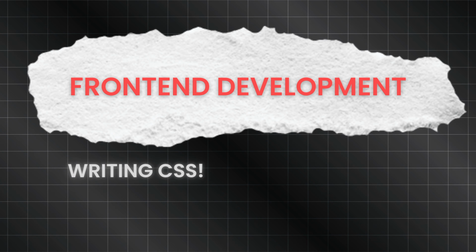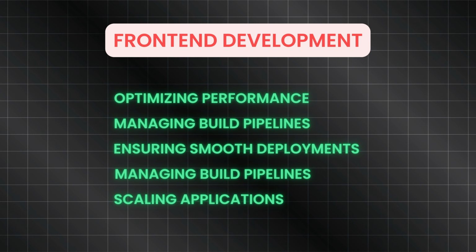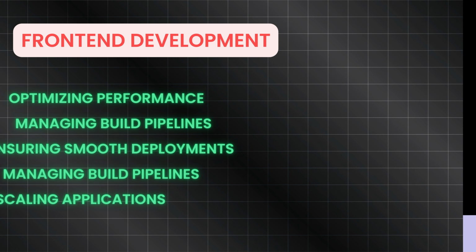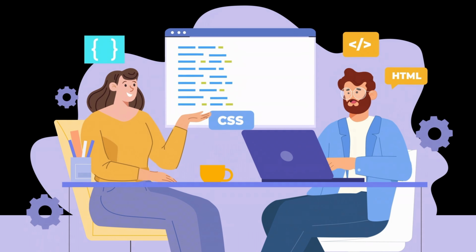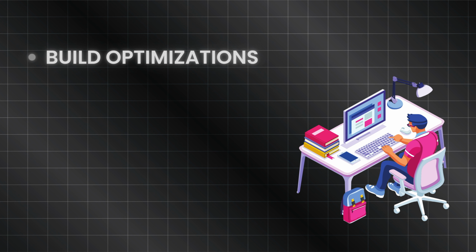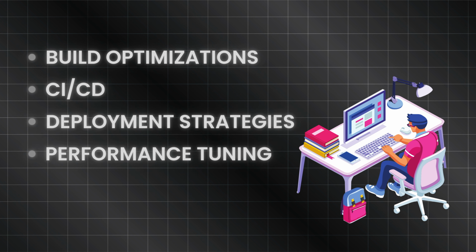If you think being a front-end engineer is just about writing CSS and making things look pretty, you're missing the bigger picture. In reality, front-end engineering is about optimizing performance, managing build pipelines, ensuring smooth deployment, and scaling applications efficiently. Yet most people completely overlook these crucial aspects. In this video, I'll break down what a real front-end engineer does, covering build optimizations, CI/CD, deployment strategies, and performance tuning so you can level up your front-end game.